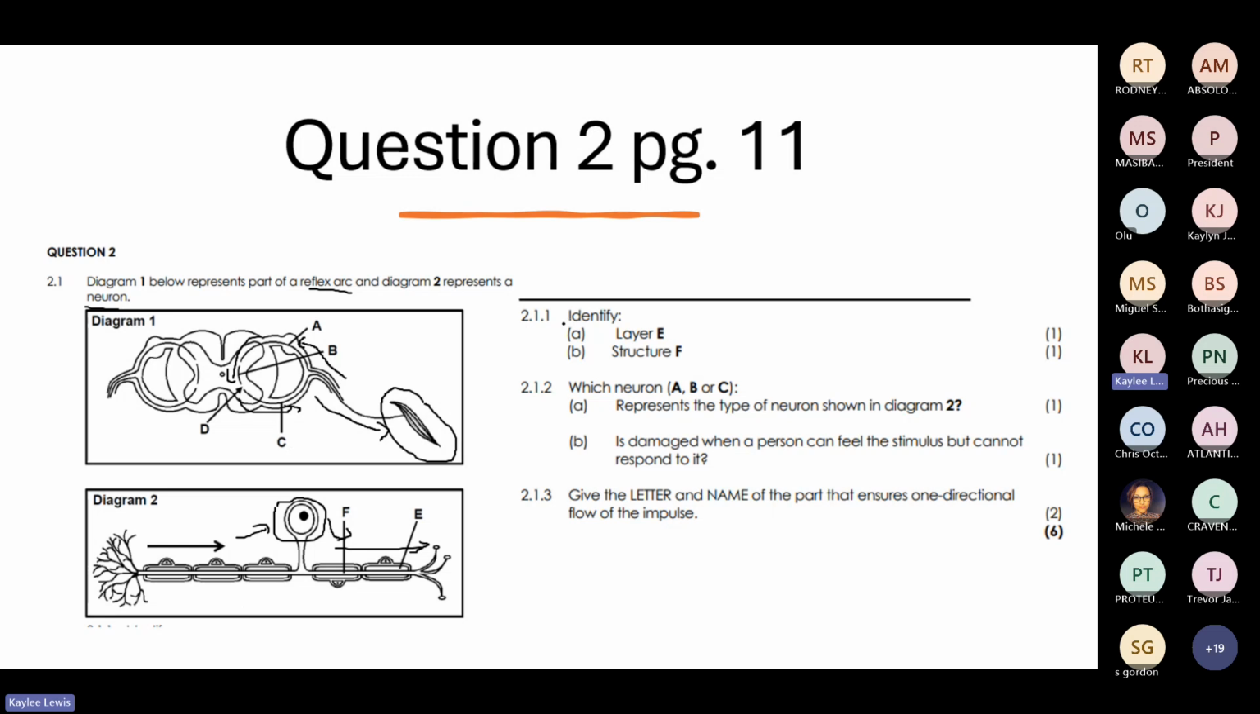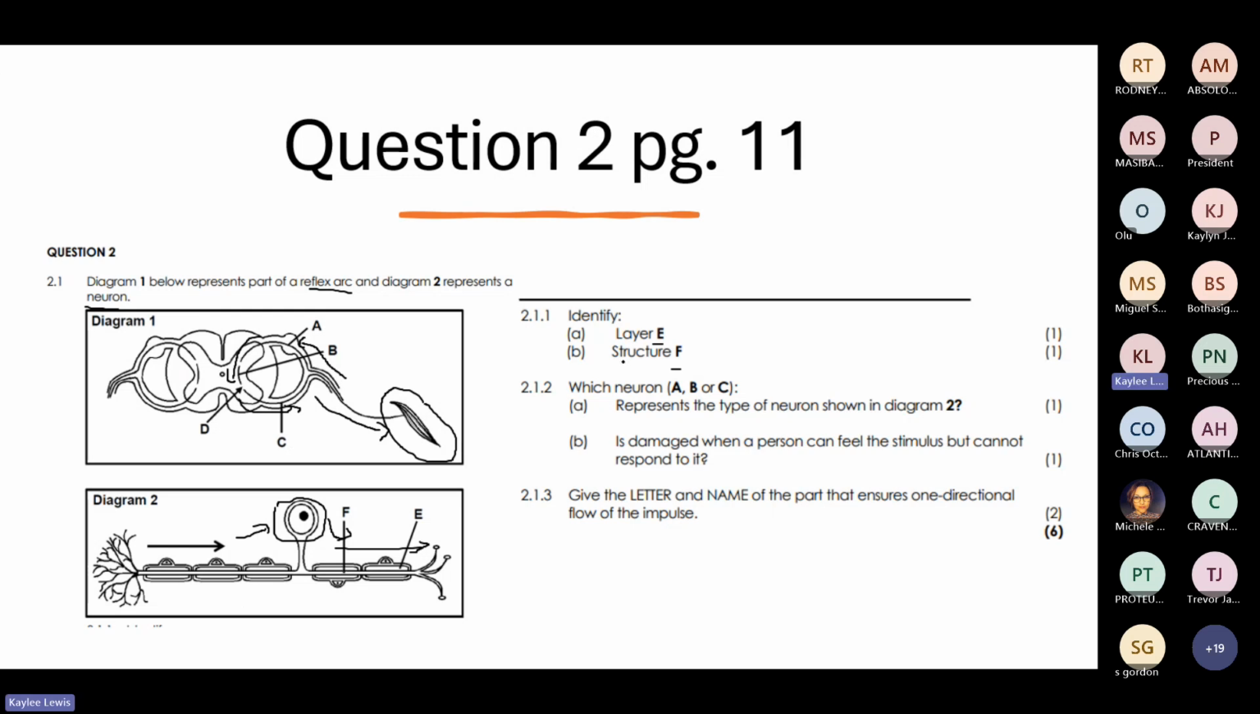So if we look at this, 2.1.1 says identify layer E. Like I said, it's surrounding the axon. The axon is the one running through the middle, and the layers surrounding it would be myelin sheath. Then they want structure F. Because they're showing the flow of impulses, we can see it's going away from the cell body. And I think A for away. So structure F is going to be the axon.